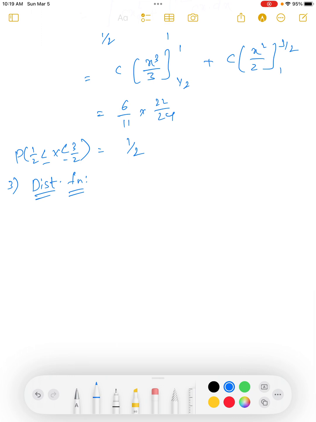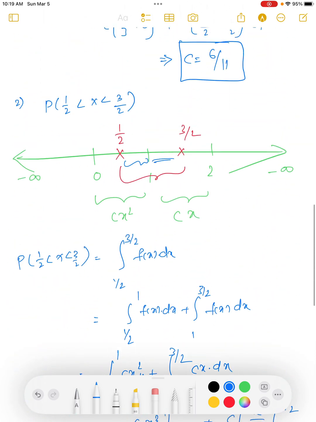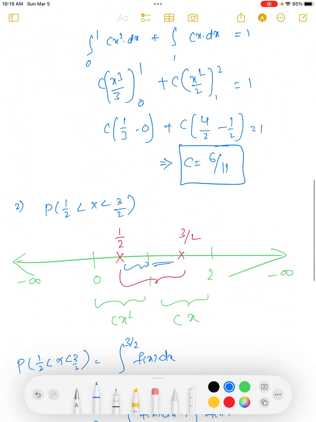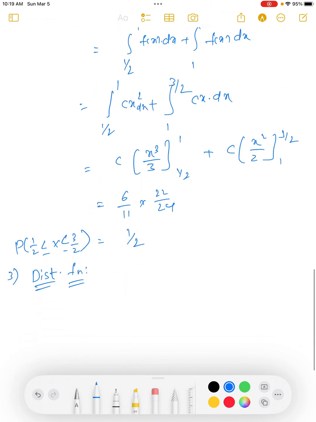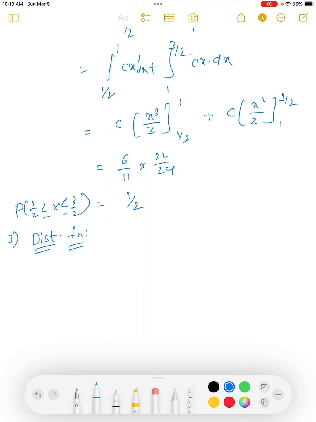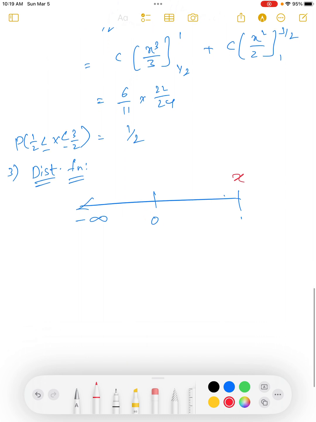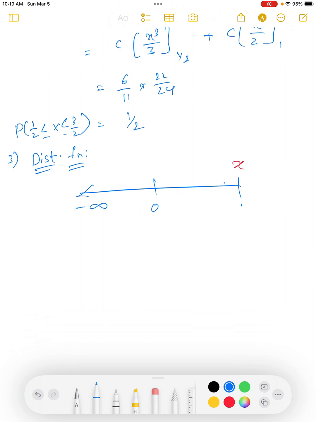For the distribution function, we will calculate for each range: between 0 and 1, 1 and 2, and otherwise as well. We'll take the upper limit as x and calculate the integration as follows. So this is minus infinity to 0. I know this is 1, but I'll take the upper limit as 0. So capital F of x is the integral from minus infinity to x of f of x dx.